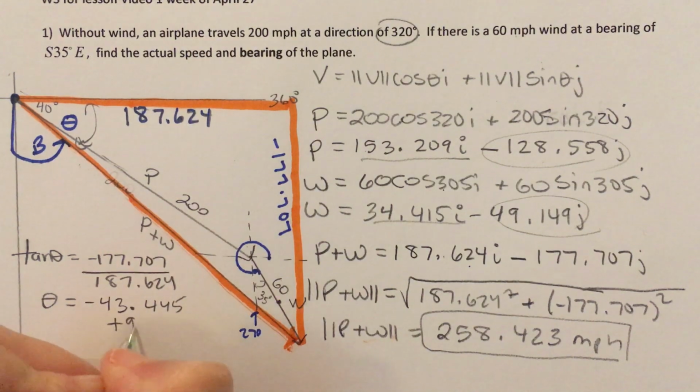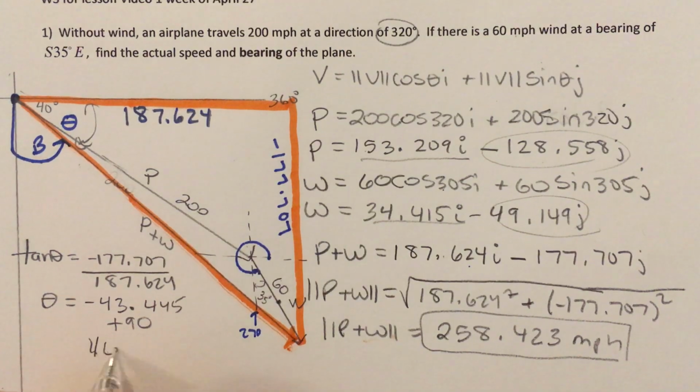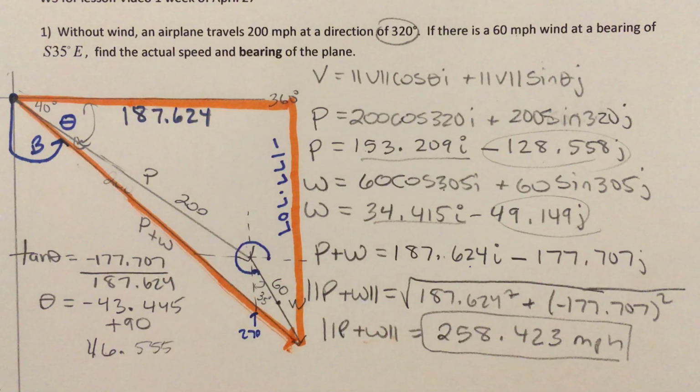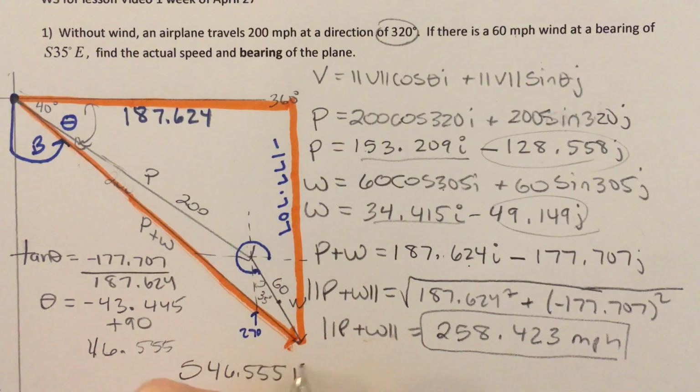So that's this angle right here, all the way to here is negative 43.445. All I have to do to get the bearing is to find the complement of that. So I just have to add 90, and I will get 46.555. And then don't forget to add those directions. So you have to go south 46.555 in the east direction.